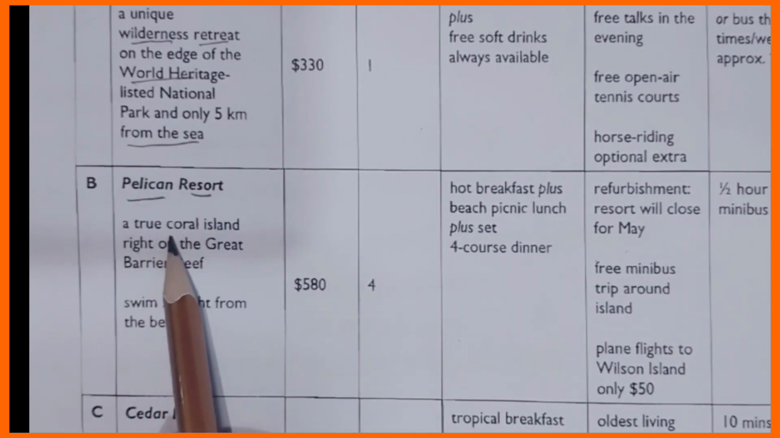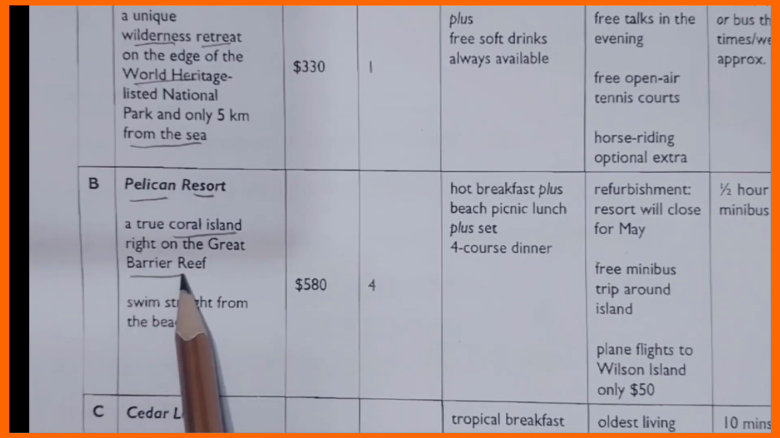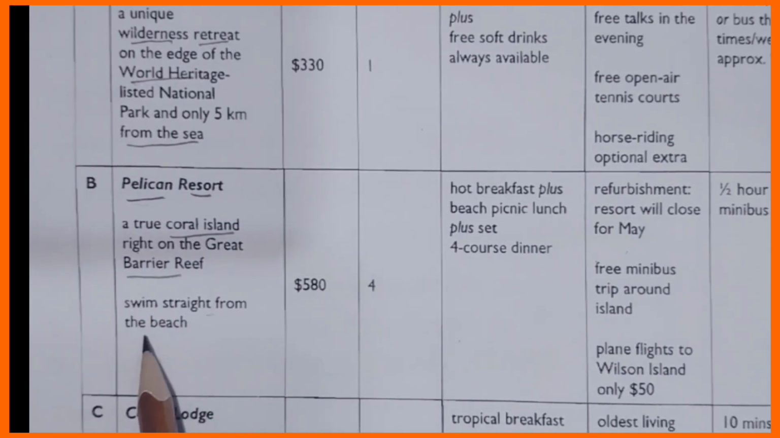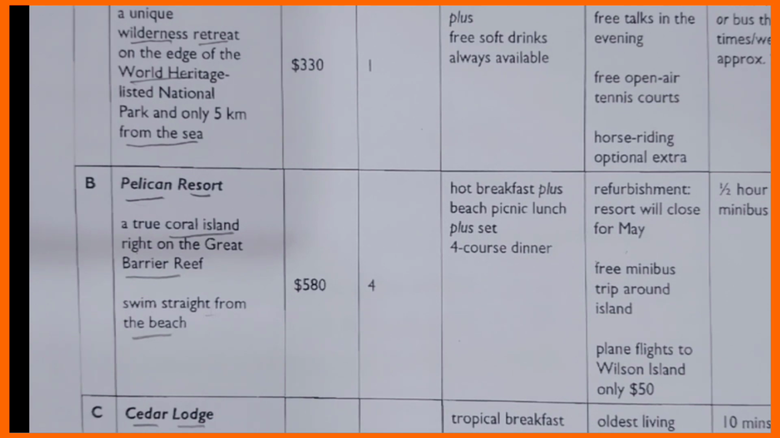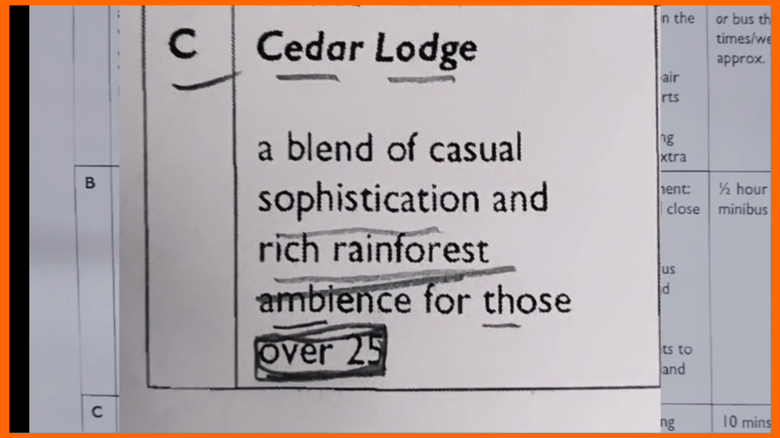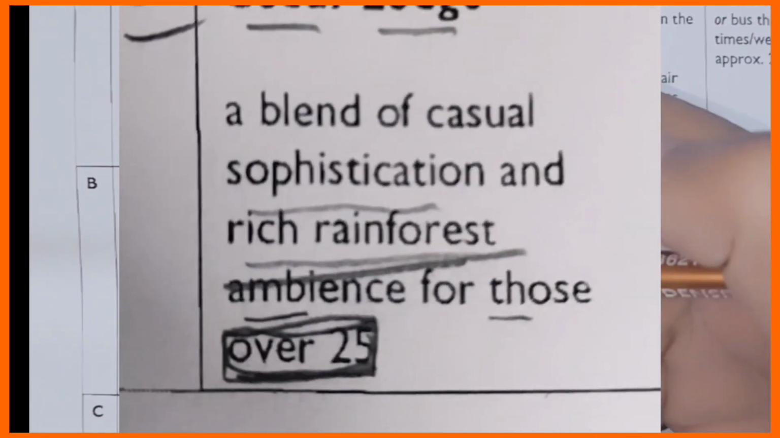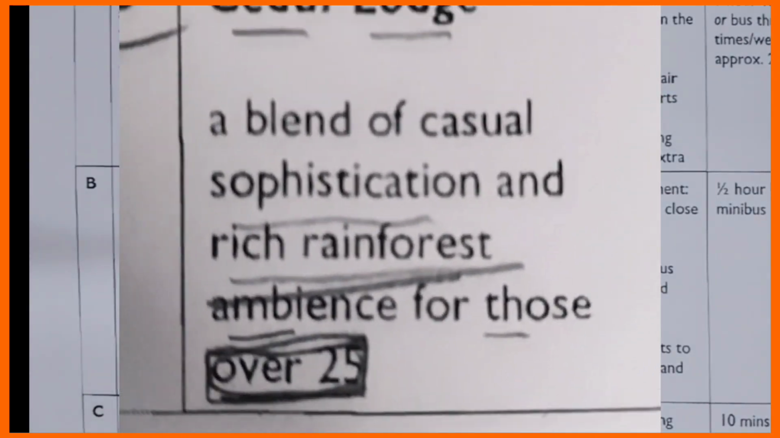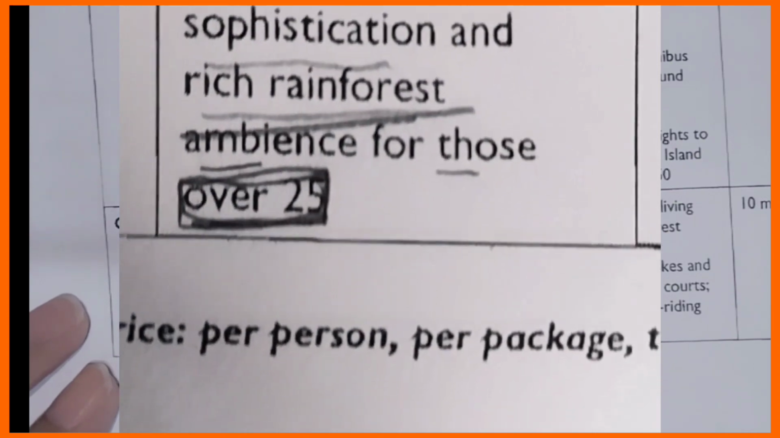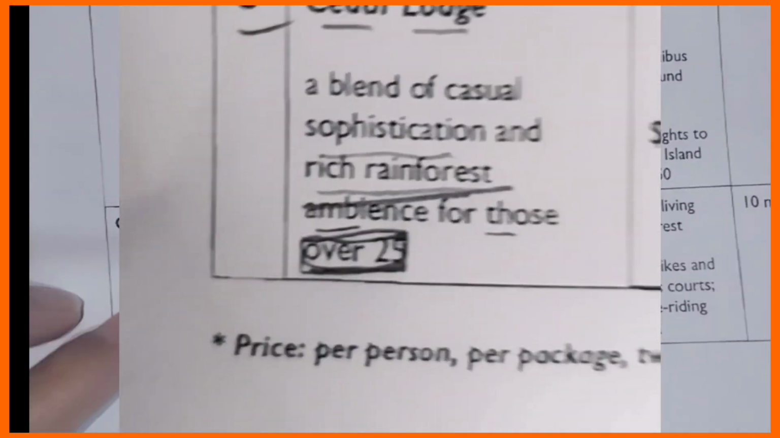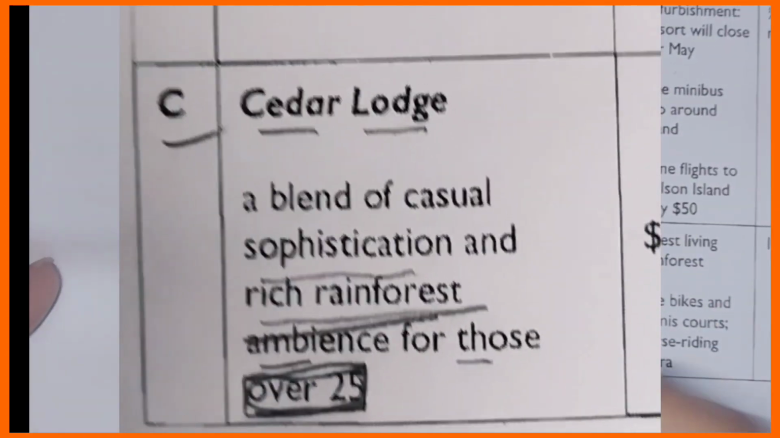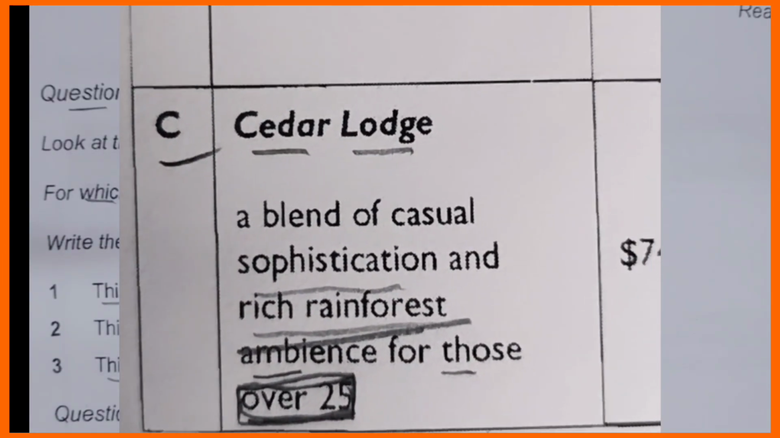This resort, a true coral island right on the Great Barrier Reef, swim straight from the beach. Kedar Lodge, a blend of casual sophistication and rich rainforest ambience for those over 25. So this is over 25. There is nothing mentioned in the others about children, and in this one also they didn't mention children, but they are saying the words over 25. So it means this is not for children. So what will be the answer? The answer will be C. This holiday doesn't cater for young children.